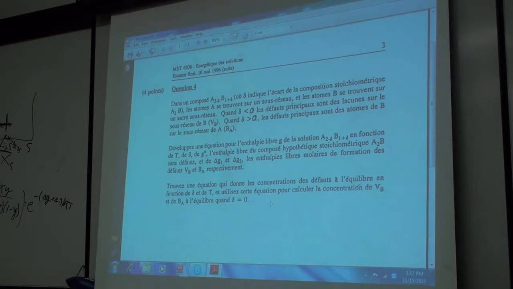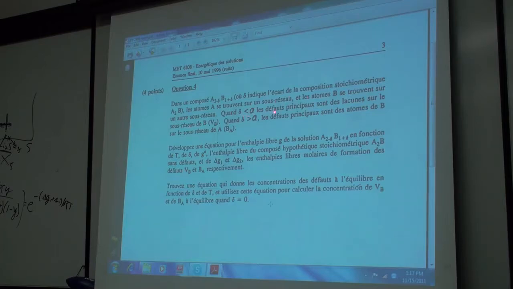All right, well, this was a similar thing. Then you have a compound A2 minus delta B1 plus delta, where delta indicates the deviation from stoichiometry. If delta is 0, you've got A2B, and then you're adding B on this side, you subtract adding delta on this side. Delta just tells you how far you are from the stoichiometric composition.